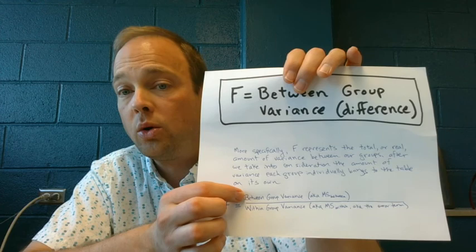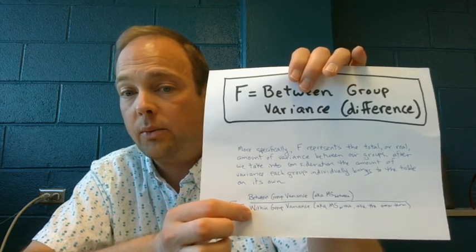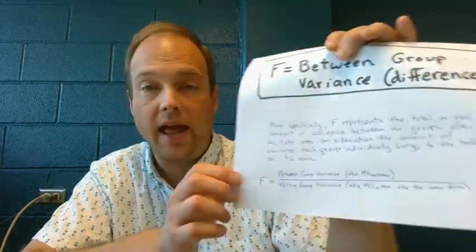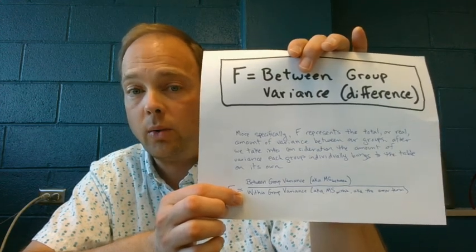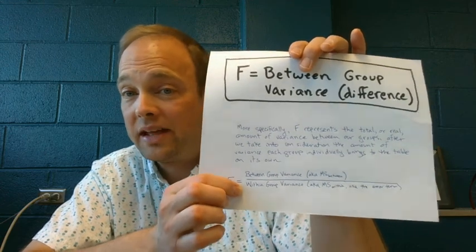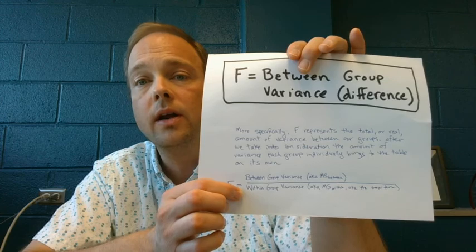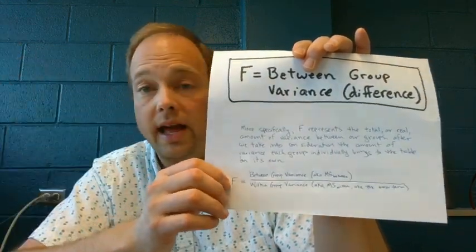So we take the total or raw between group variance, or mean square between, and then we divide it by the within group variance, also known as MS sub within, or mean square within, or aka the error term. And I know that's a lot. So again, if you need to rewind this or start this YouTube clip over in order to try to lock that in, please, I implore you to do that.